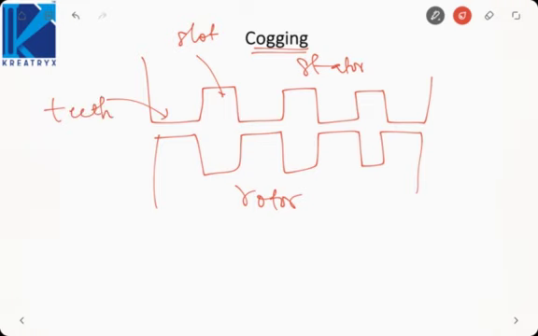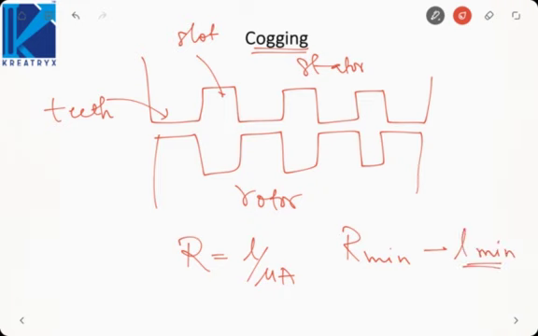Now as we know, the current tries to take the path of minimum resistance, flux tries to take the path of minimum reluctance. Reluctance is given by l by mu A. So reluctance minimum means air gap is minimum between the stator and rotor. So now if you see, flux has got the path of minimum reluctance when the teeth are aligned.